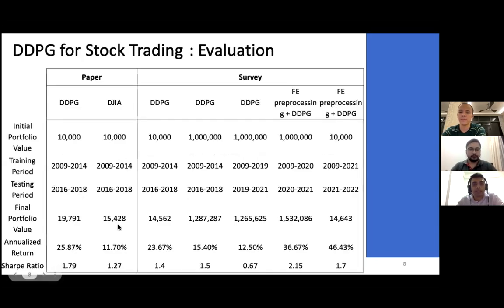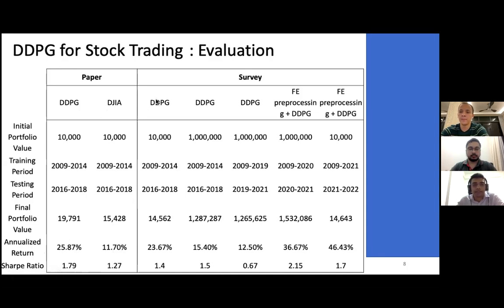This is a table summarizing. The first 2 columns here are for the results from the paper, and the remaining columns are from the survey that I conducted. In the paper, the initial portfolio value was chosen as $10,000. It was seen that an annualized return of 25% was achieved, with a Sharpe ratio of 1.79. They compared it to the existing strategy, Dow Jones Industrial Average, which had a lower return than the trained DDPG agent, of 11% and a Sharpe ratio of 1.27.